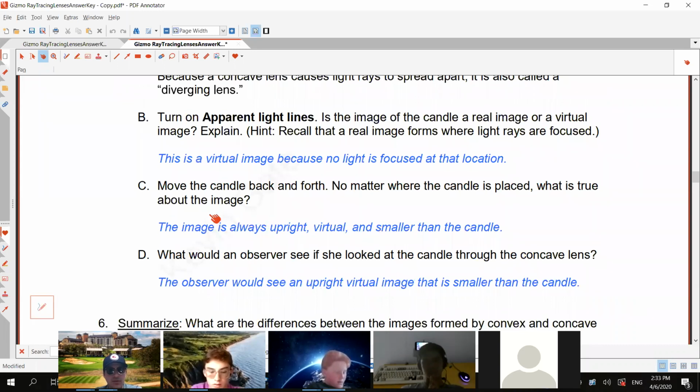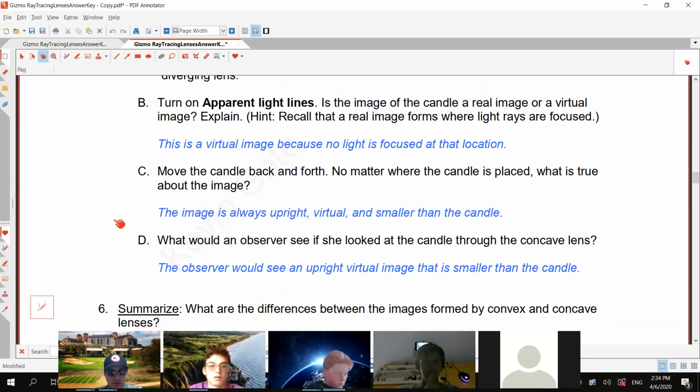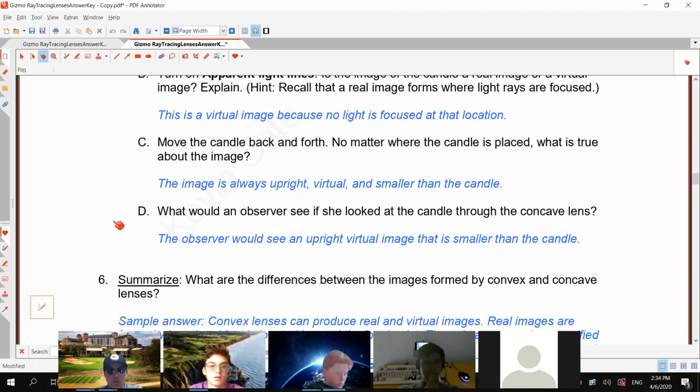So move the candle back and forth, no matter where the candle is placed, what is true? The image is always upright, it's always virtual, and it's always smaller than the candle. D, what would an observer see if she looked at the candle through the concave lens? The observer would see an upright virtual image that is smaller than the candle.